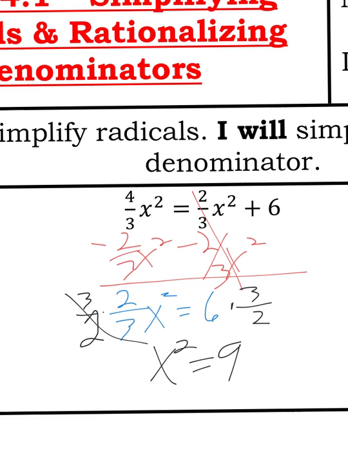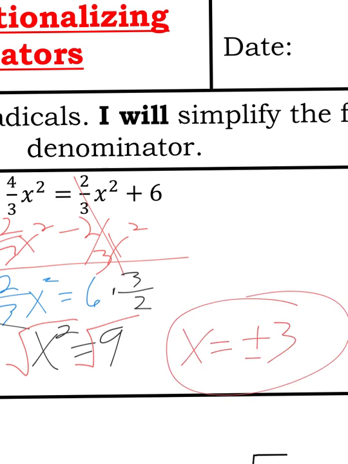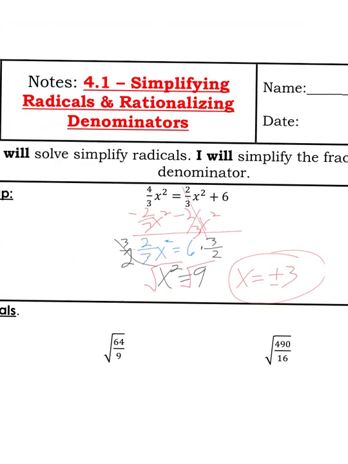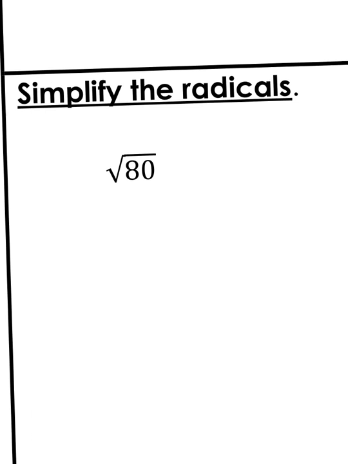And now that you've gotten it down to x squared equals something, square root both sides, and you get x equals plus or minus 3. Don't forget to do that plus or minus anytime you do a square root. Okay, so let's talk about simplifying some radicals.